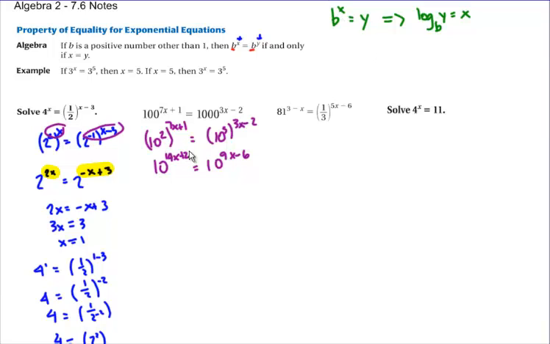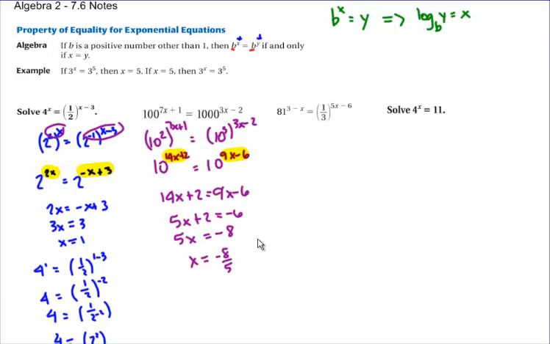And again, once you get the bases the same, you just set those two exponents equal to each other. So 14x plus 2 equals 9x minus 6. So this is going to be 5x plus 2 equals negative 6. So 5x equals negative 8. So x equals negative 8/5.